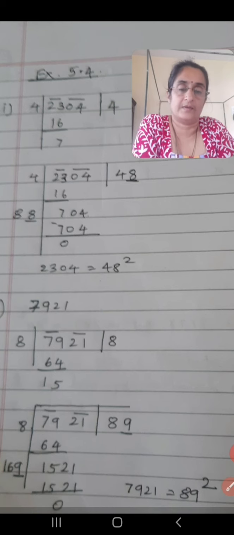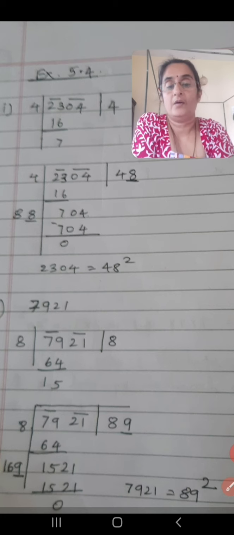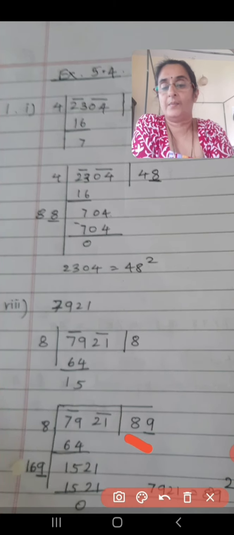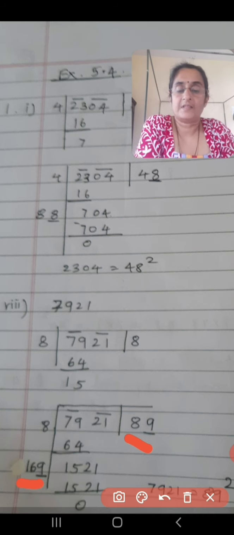This is the important one now. You should know the perfect square numbers, children. Now here 8 is the answer. So what I have done is take 8's double number. 8's double number I have taken, 16, here. Understood? And then after subtraction, what is the number left with us?